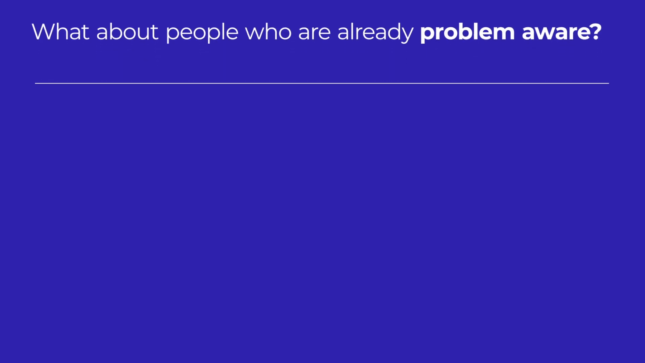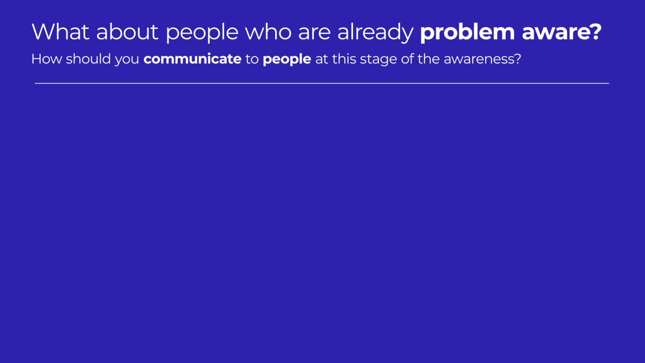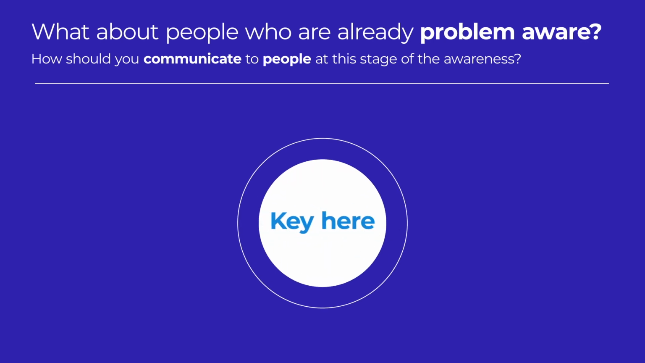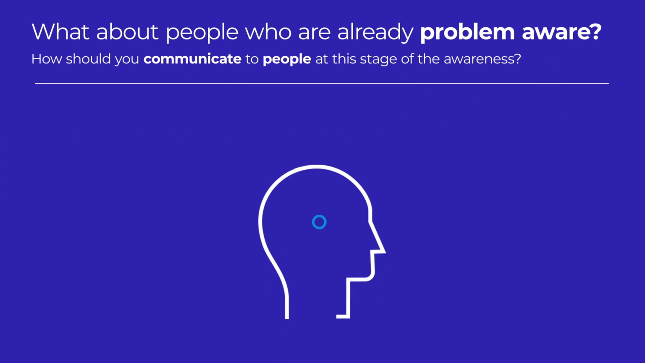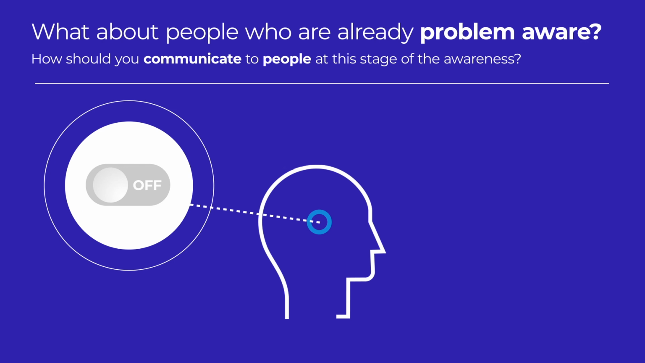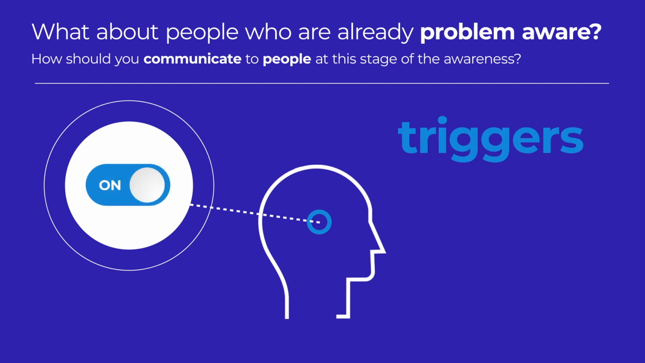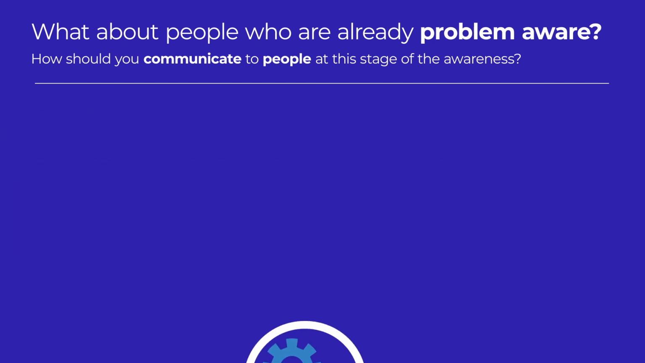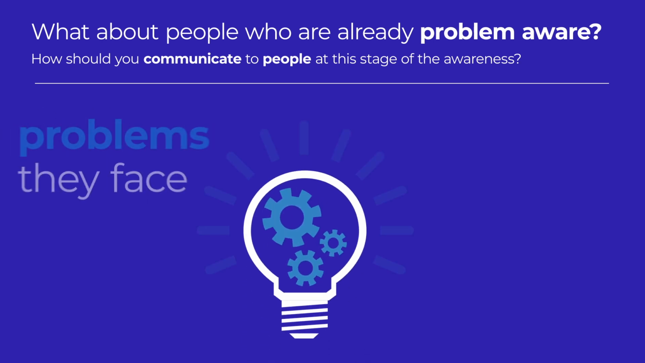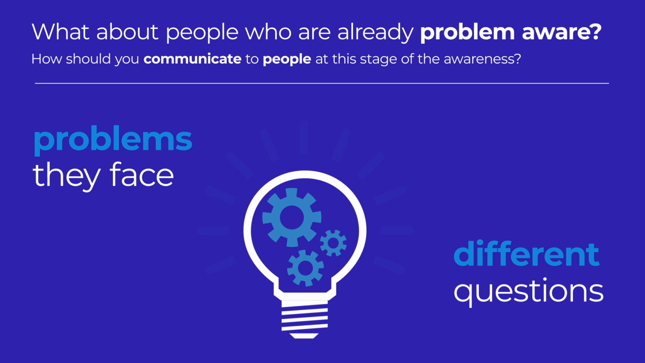So what about people who are already problem aware? How should you communicate to people at this stage of awareness? So the key here is to have a thorough understanding of 3 things. Number 1, knowing your target market. Number 2, having an appreciation of the triggers that might have happened in their life to cause them to go from unaware to problem aware. And number 3, having a good understanding of the problems that they face and all the different questions that they might have relating to the problem.